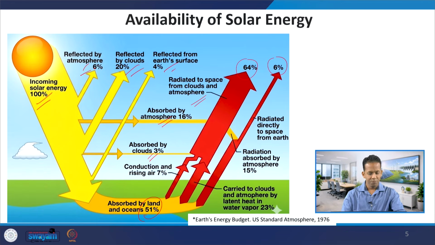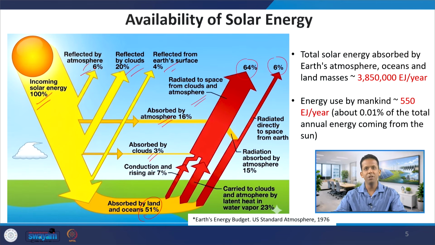But during the time when this energy is absorbed by lands and oceans or other parts of the atmosphere, a portion of it is used for sustaining life processes on earth. Amount wise, the total solar energy absorbed by earth's atmosphere, ocean and land masses is around 3.8 million exajoule per year. Exajoule is 10 to the power 18. That is a huge amount of energy which is absorbed by earth.